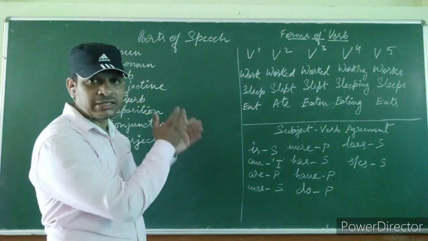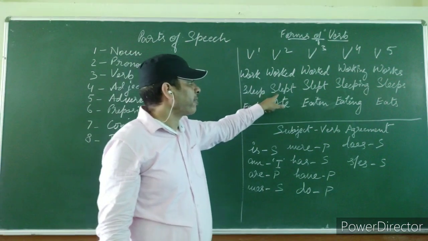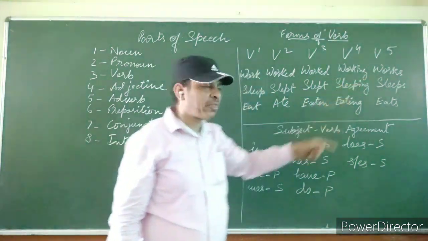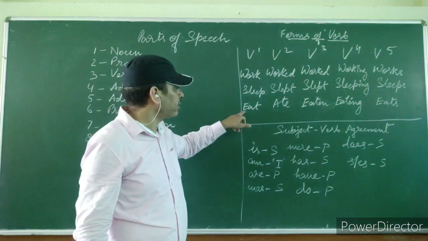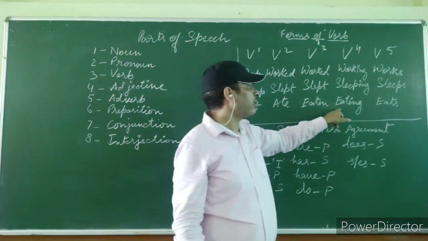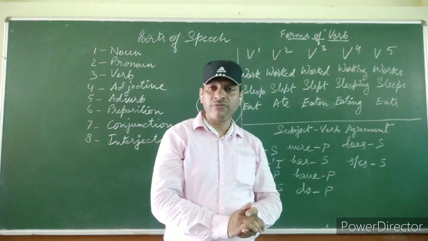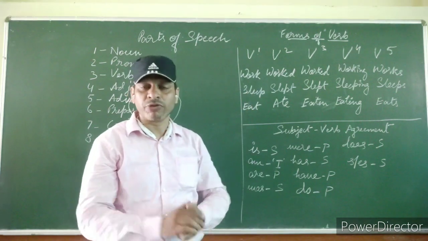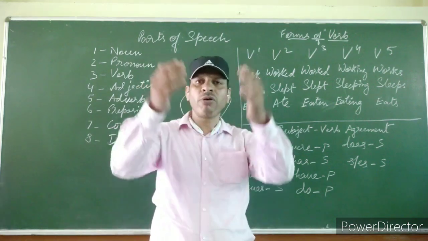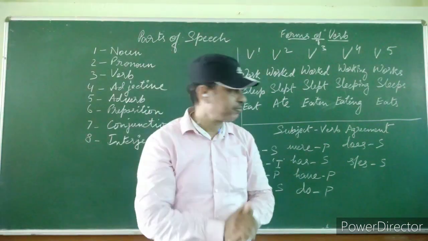Here I have taken some examples. The next example is sleep, slept, slept, sleeping, sleeps. Next example, eat, ate, eaten, eating, eats, and there are several others. I request all of you to please find out a few more verbs along with their forms. Write all 5 forms of at least 15 verbs in your English notebook.